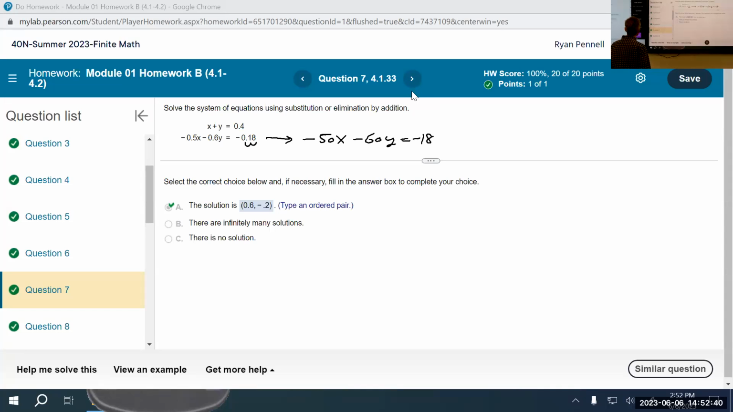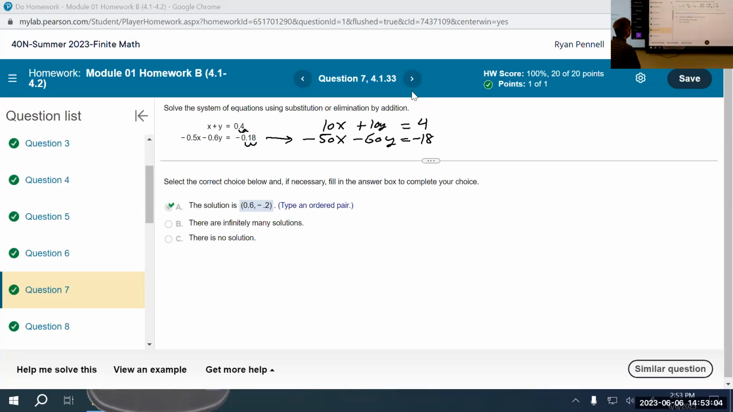If I want, I could multiply the top one by 10, and I wouldn't have decimals either. You see that? If I move this over 1, no more decimals. So that would be 10x plus 10y equals 4. No more decimals. Much easier for me to think about.